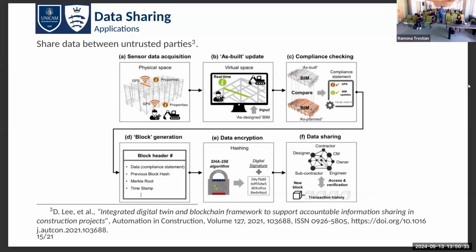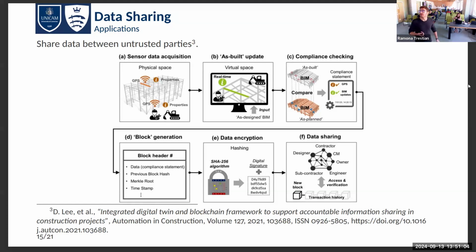Another approach is from the authors of this work, in which they use the blockchain as a sharing medium between interested parties. And the idea is, they propose the example of the digital twin of the construction phases of the project.